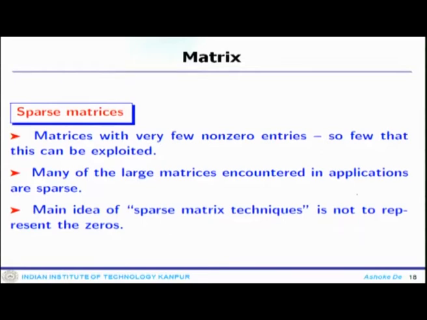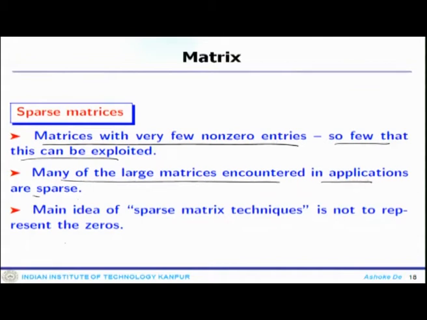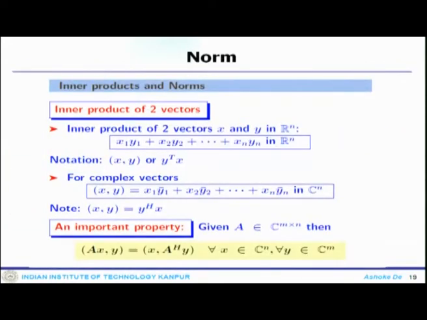Sparse matrices: the matrices with very few non-zero entries, so few that this can be exploited. Many of the large matrices encountered in real applications are sparse, and the main idea of sparse matrix techniques is not to represent the zeros. It basically has few non-zero entries, but they are randomly located.